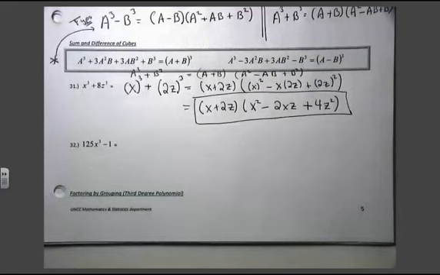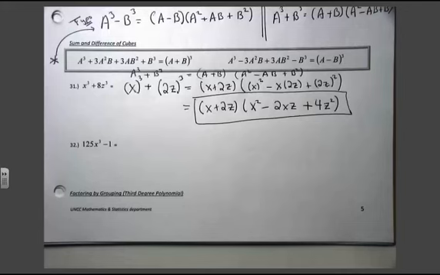125x cubed minus 1. You need to recognize this as the difference of cubes. What exactly is 125? Well, let's go through the cubes you're supposed to know. What's 1 cubed? 1. What's 2 cubed? What's 3 cubed? 27. What's 4 cubed? Keep working on it. 64. Good. 4 cubed is 64.